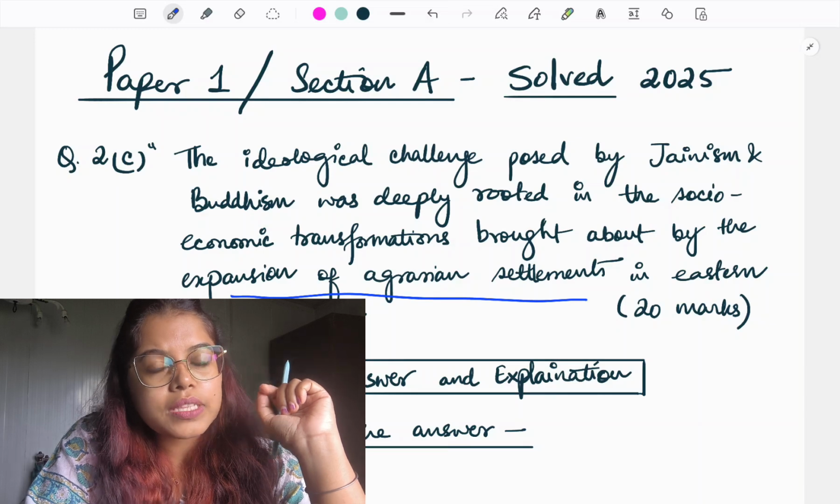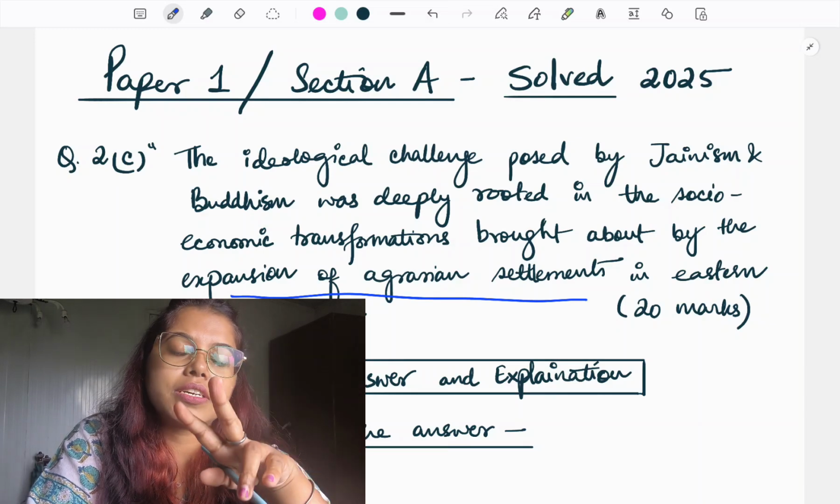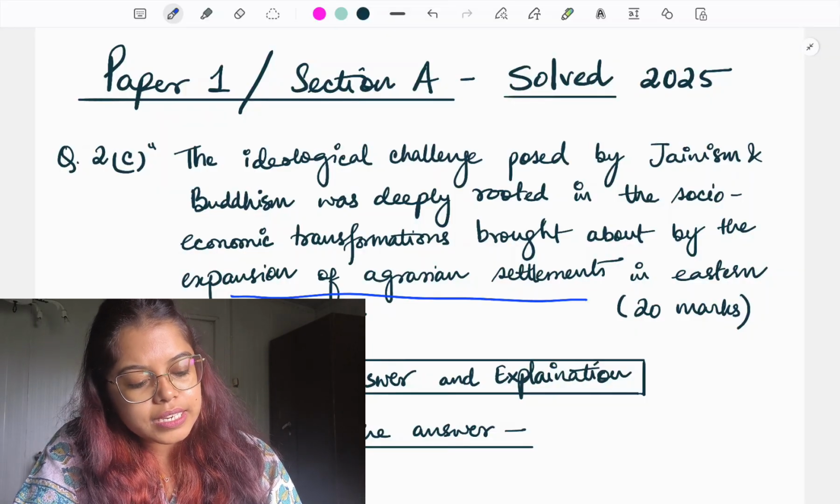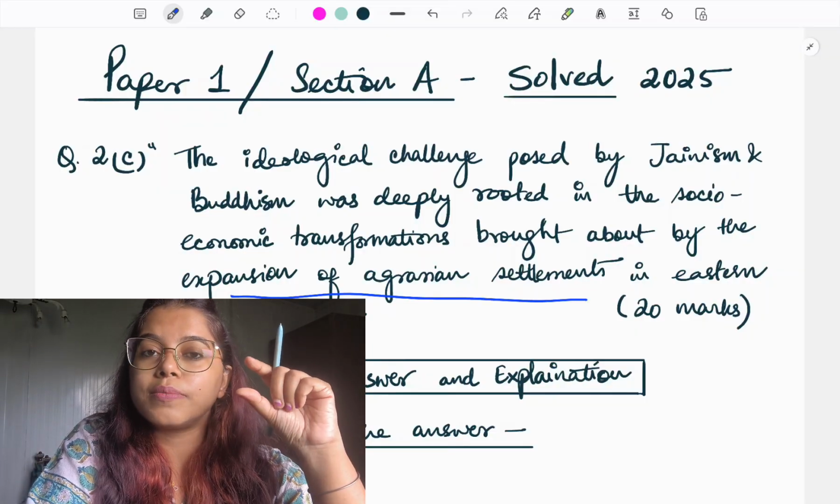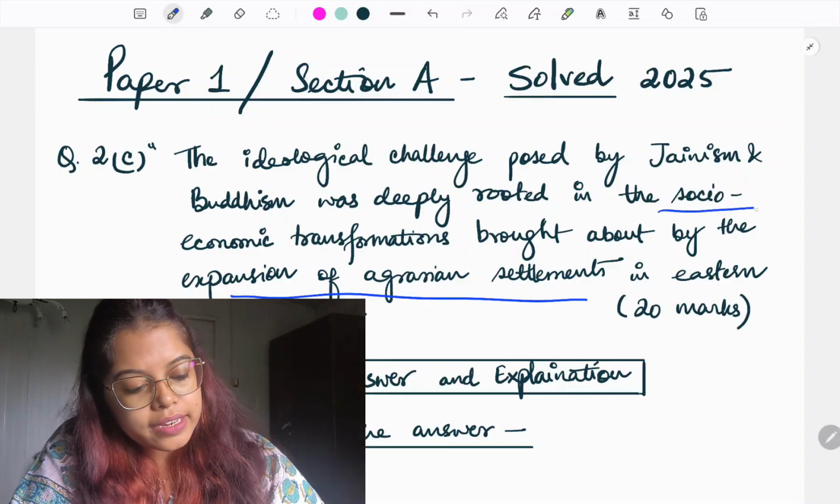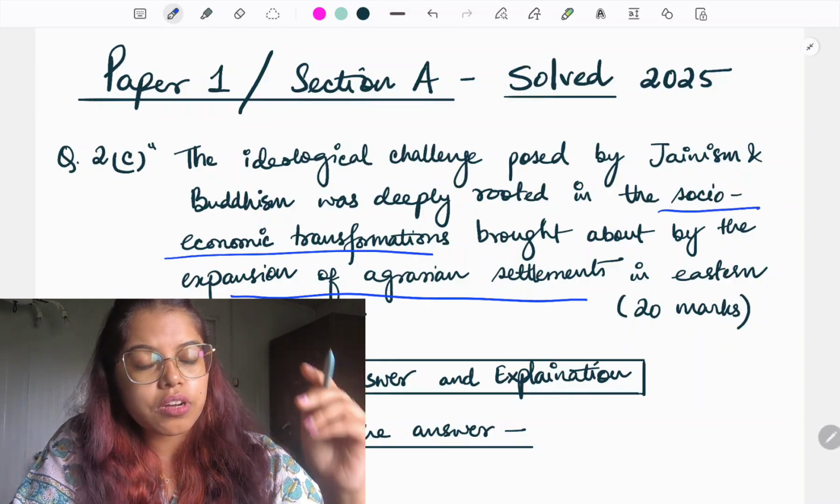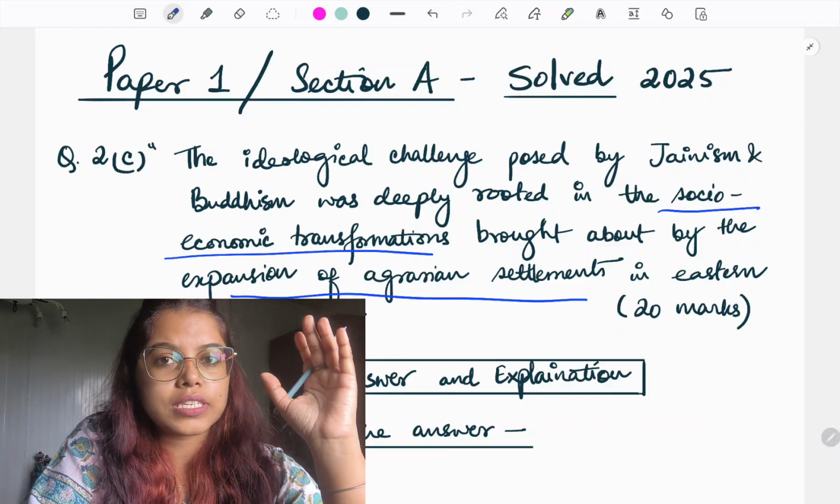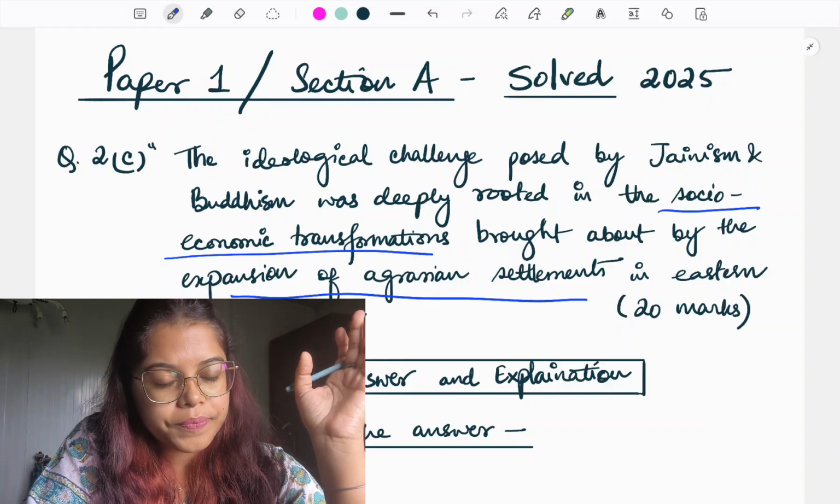But then just knowing the background is not enough. Here the question gives you two terms. First is expansion of agrarian settlements, and the other term is Eastern India. And the other thing is socio-economic transformation. So you have to write the 20-mark answer focusing on these three aspects mostly, right?